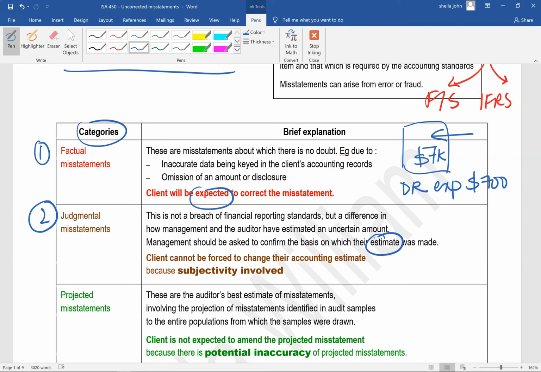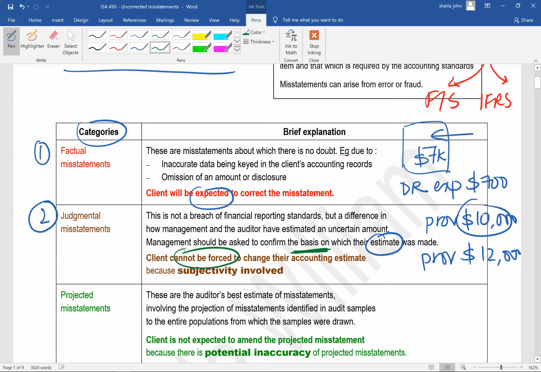So in that particular case, if, let's say, client makes a provision for something for $10,000 and we think that the provision should be for $12,000, well, we can't force the client to make that adjustment. They feel that it is $10,000. So the only thing that we can do is ask them for the basis on which they made the $10,000 to try and understand where the client is coming from. So the client cannot be forced to change their figure because subjectivity is involved.